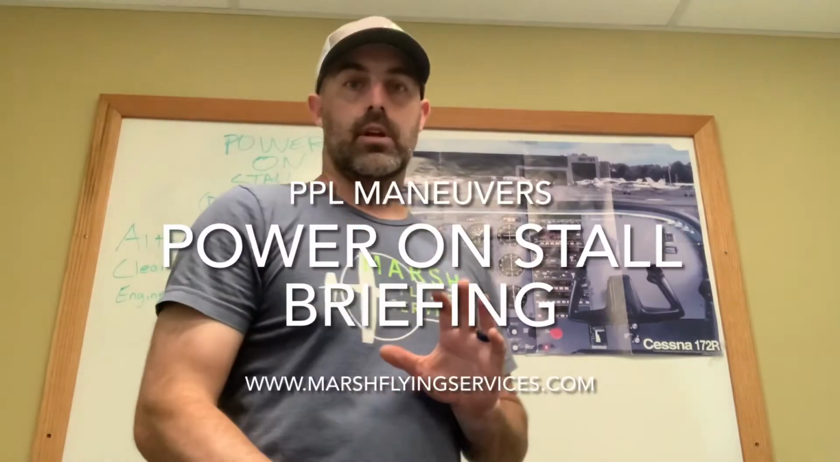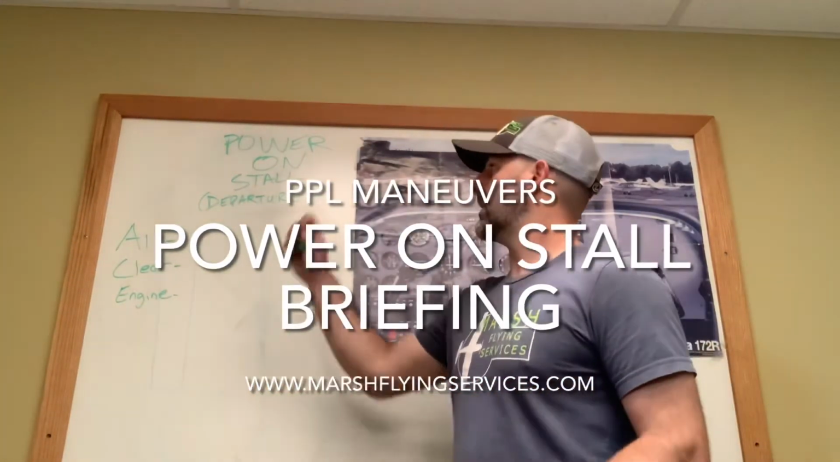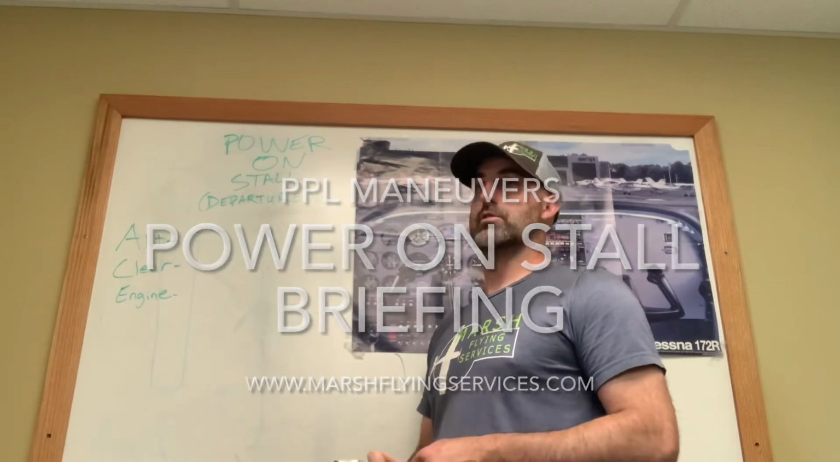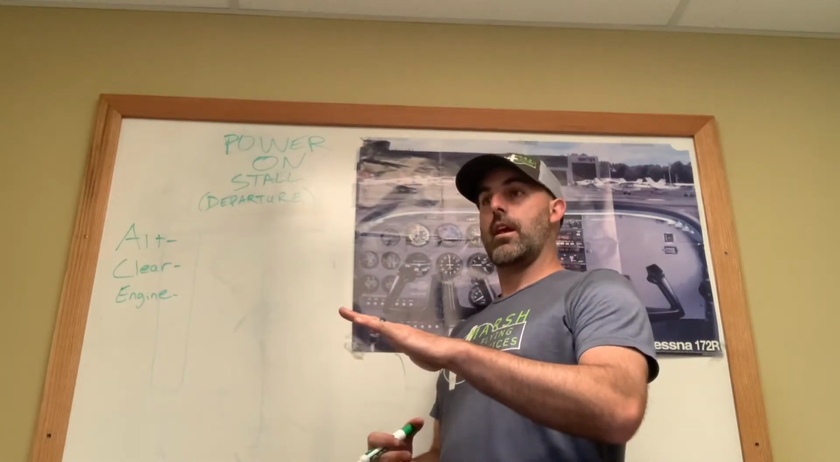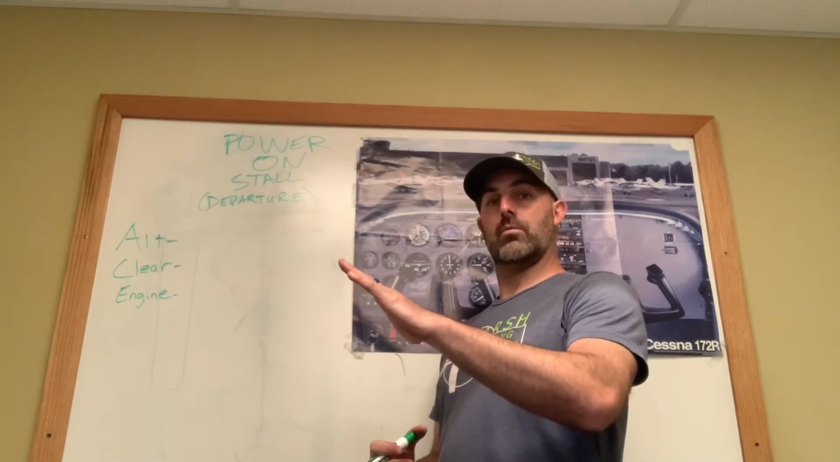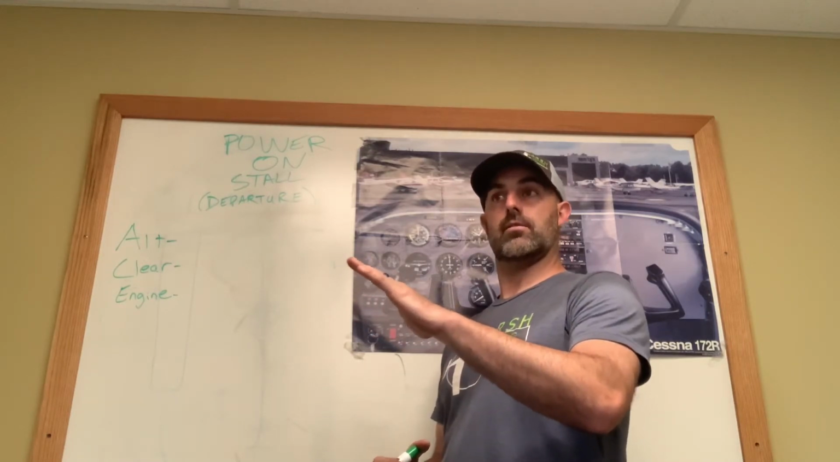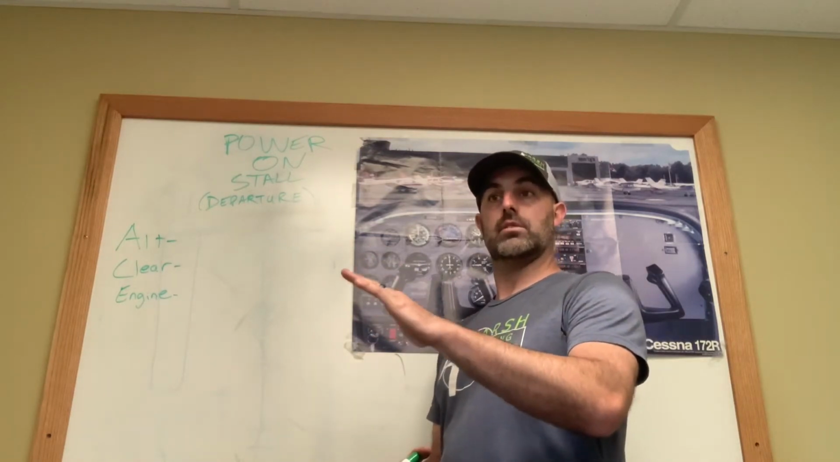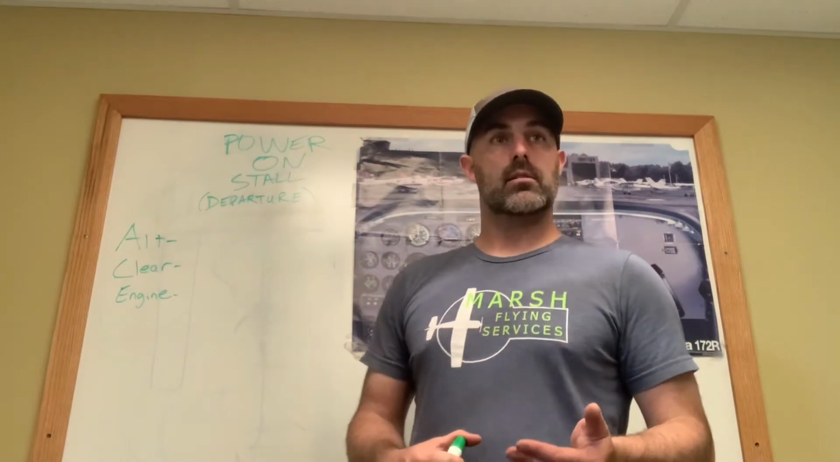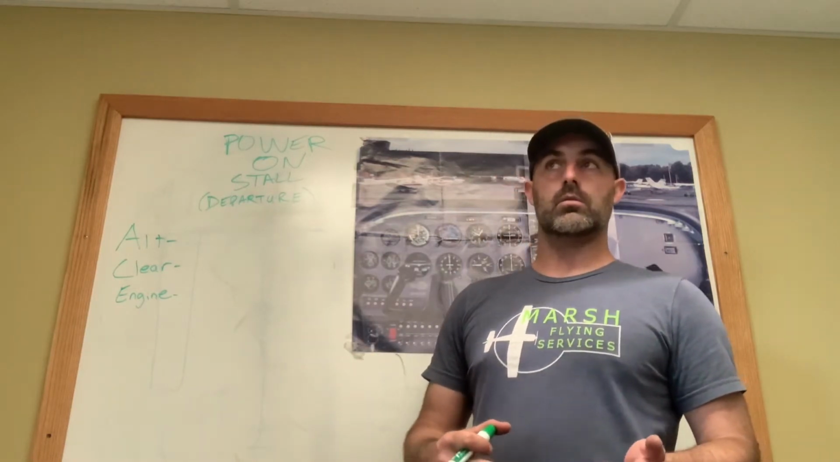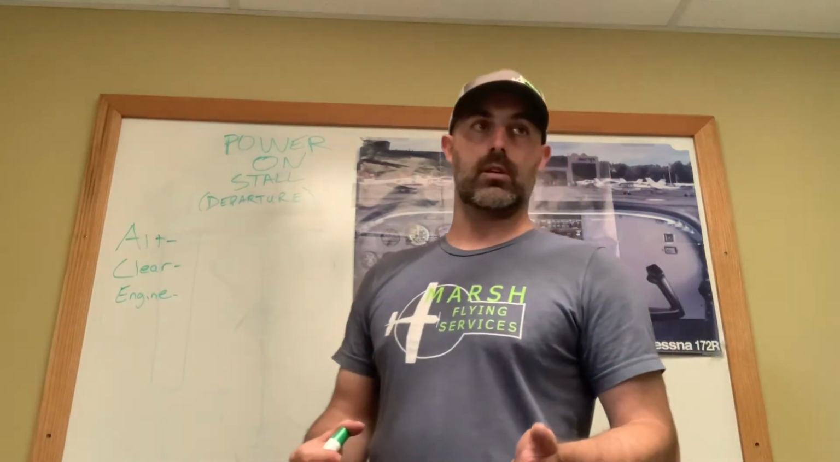Okay, next maneuver we're going to cover is power on stalls or departure stalls. This is simulating you just took off and you over pitch the airplane and you hit that critical angle of attack and a stall happens and you've got to recover. This is in the ACS. You will either have to hold a heading within 10 degrees or a specific bank angle that the examiner gives.